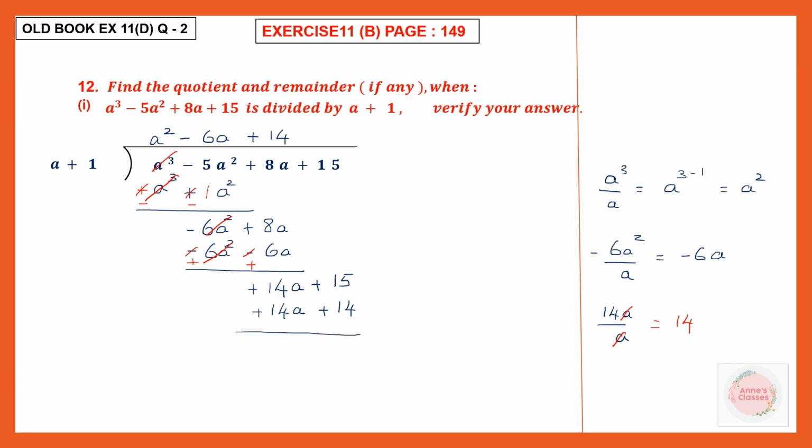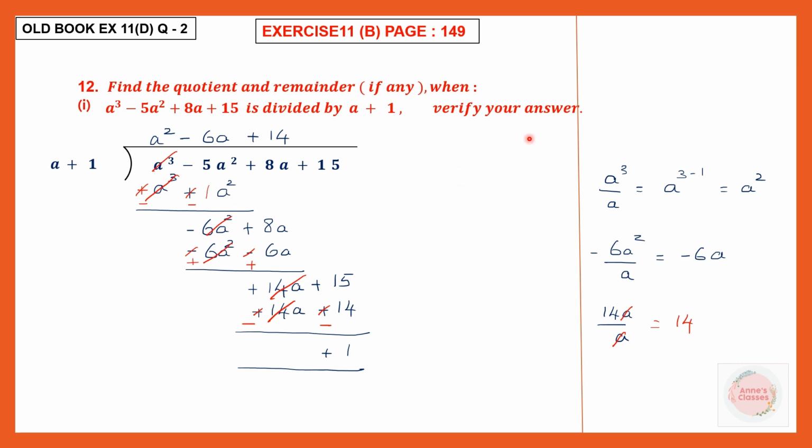Now we have to subtract. So change the signs. Here this will become minus. This is also minus. Now here plus 14a and minus 14a will get cancelled. Now here we have plus 15 and minus 14. Put the sign of the bigger number and subtract. So here we have plus 15 minus 14 is 1. So we have a remainder. So we have found our quotient and we have found our remainder.